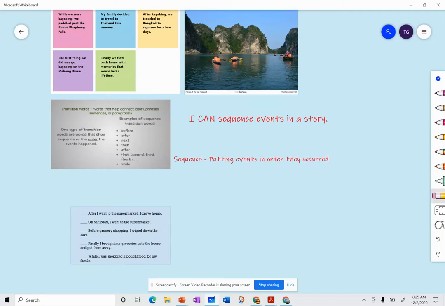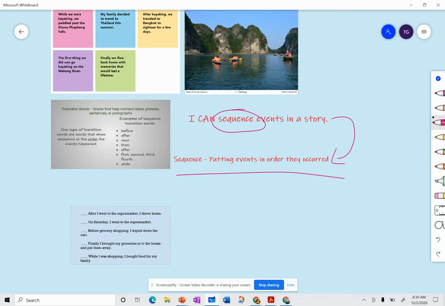Okay, so today we are going to talk about sequence. Our I can statement is right here, and it says I can sequence events in a story. I went and I explained what sequencing is, and sequencing is putting the events in the order they occurred.